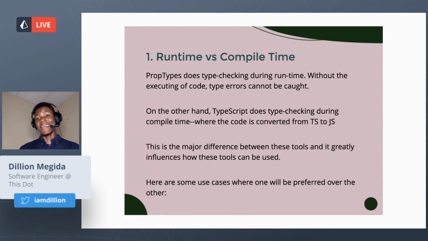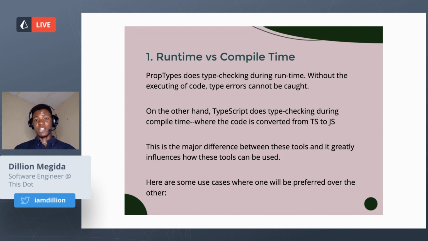Firstly, runtime versus compile time. Like I've stated earlier, and like we have seen in the definition, prop type does its type checking during runtime. So without the execution of code, type errors cannot be caught. But then on the other hand, TypeScript does type checking during compile time. And compile time is where the code is converted from TypeScript to JavaScript.